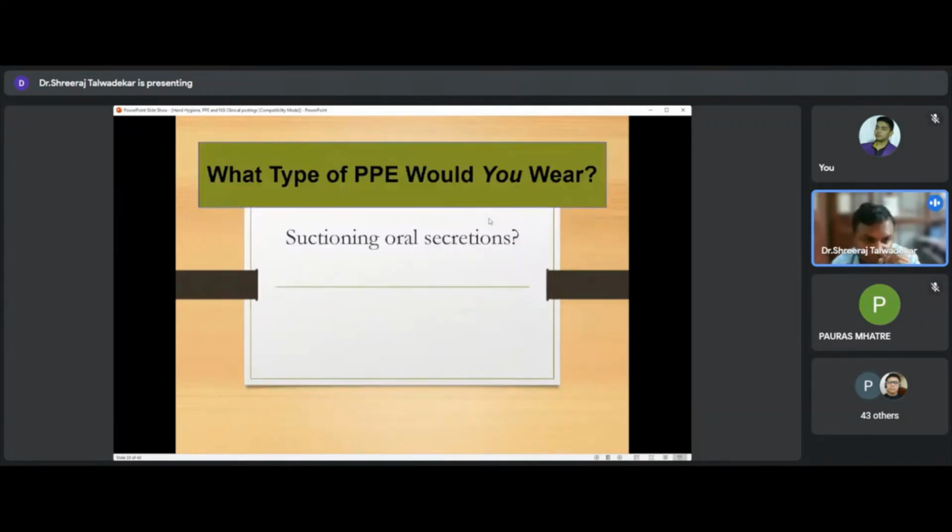And just a random quiz I'll take, if I get some responses from you. What type of PPE would you wear if you are suctioning oral secretions? Anyone in 10 seconds? Come on. Any responses? What do you expect to have in oral secretions? So obviously you will need a mask, an N95 or surgical mask, because you are going to get some kind of aerosol. N95 is preferable, and a face shield to cover your mucous membranes, that is the nose and the mouth. And sometimes if you think a splash may come, then you have to use a gown.